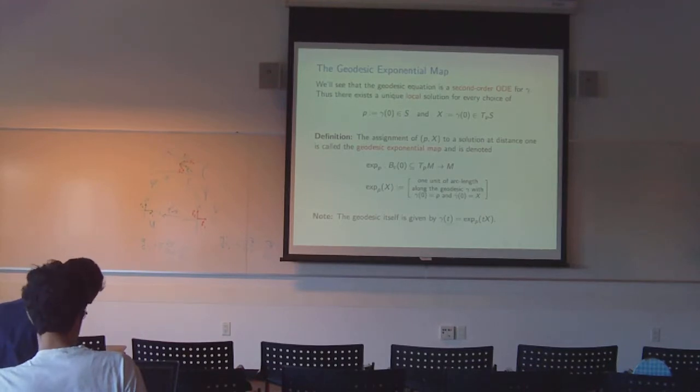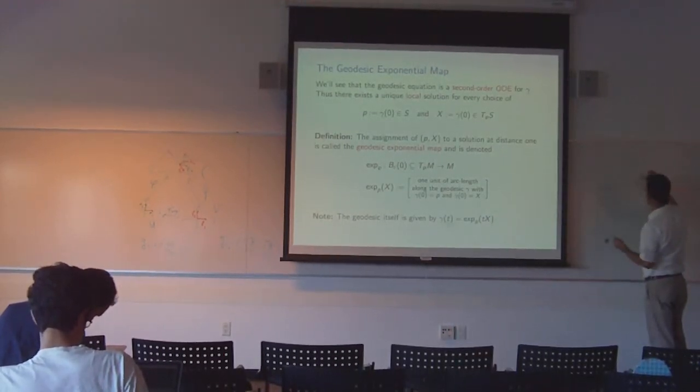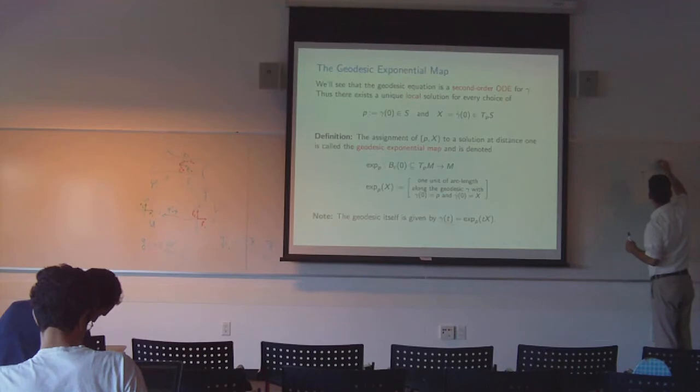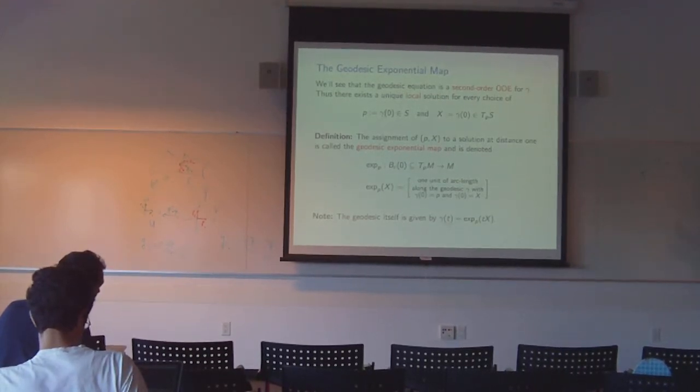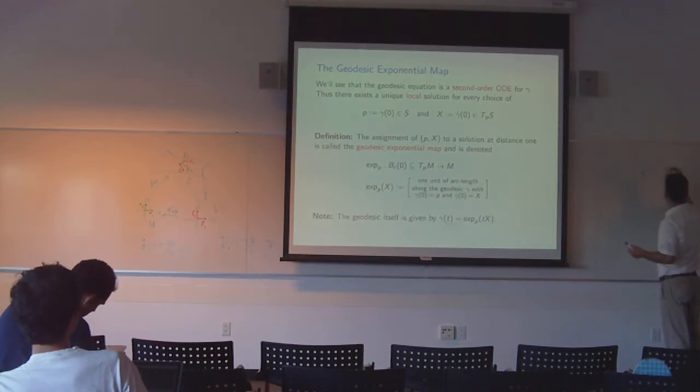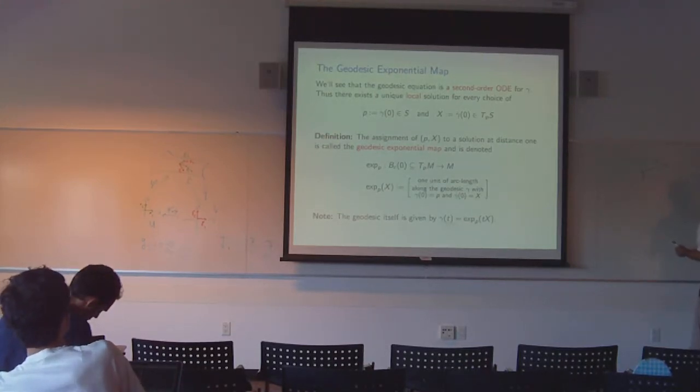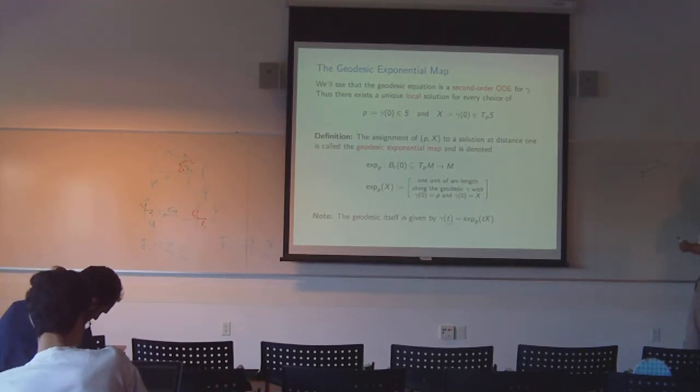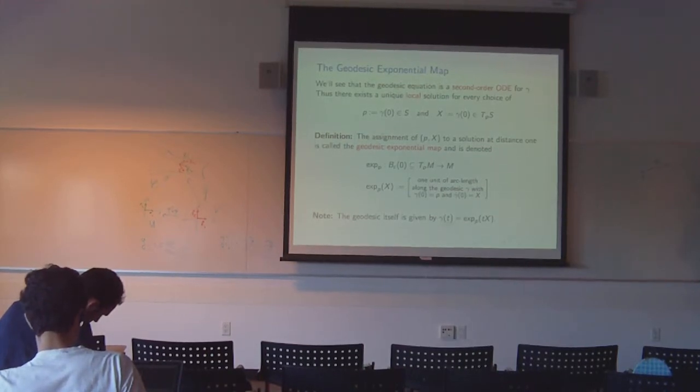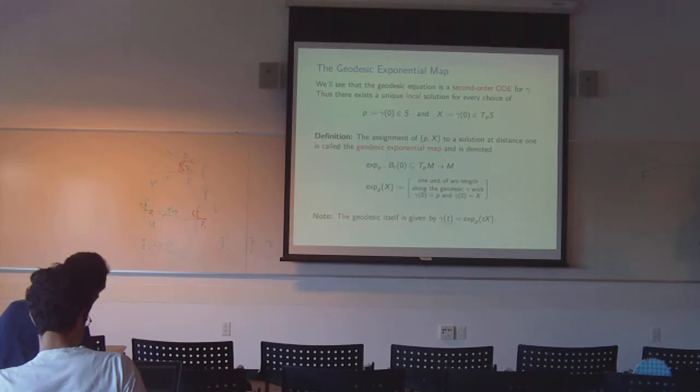That means it needs two initial conditions. Right? An ODE needs initial conditions, and a second order ODE needs two of them: the initial position and the initial direction. What we're going to find is that if you prescribe a point P and a vector X, then there exists a unique geodesic, gamma of t, such that gamma of 0 equals p, and gamma dot of 0 equals X.